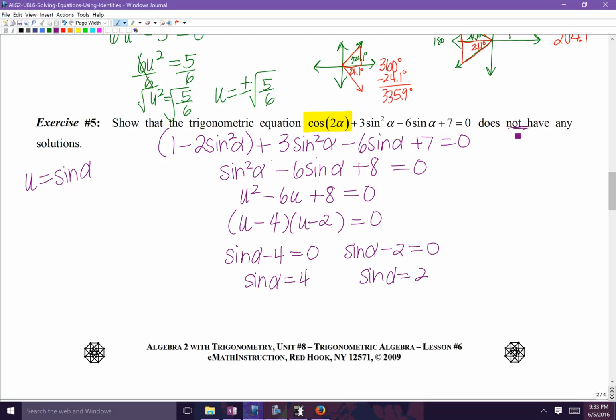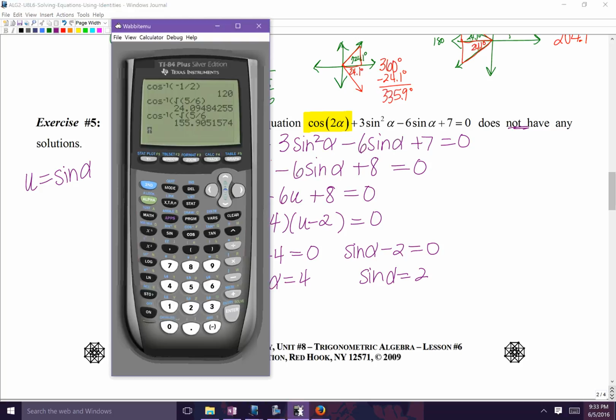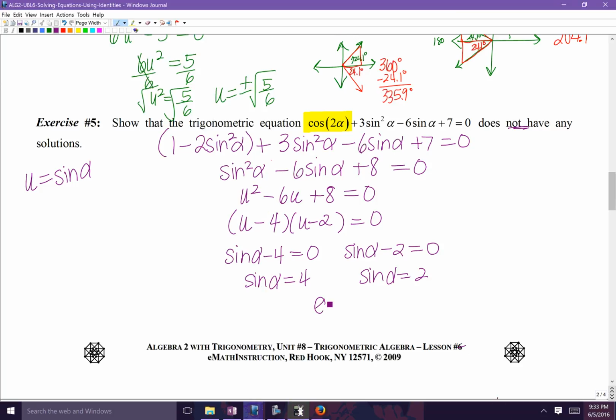So second sine of 4, what happens? Oh, I get an error. Good. So I solved it. That's not a solution. And then I hit second sine of 2. Also get an error message. So since they were both errors, we effectively proved that it does not have any solutions.